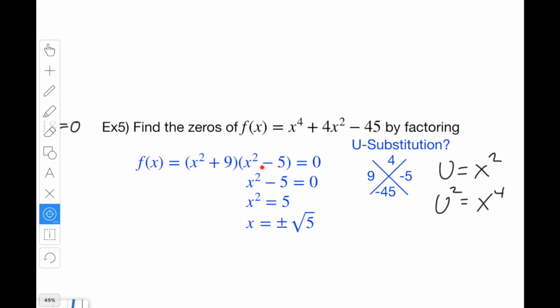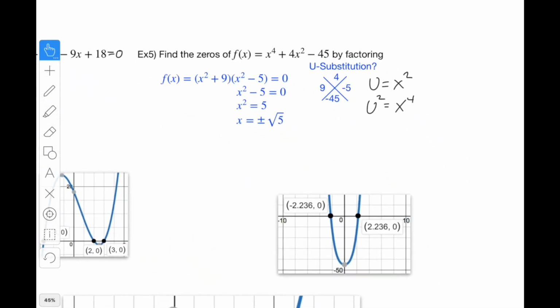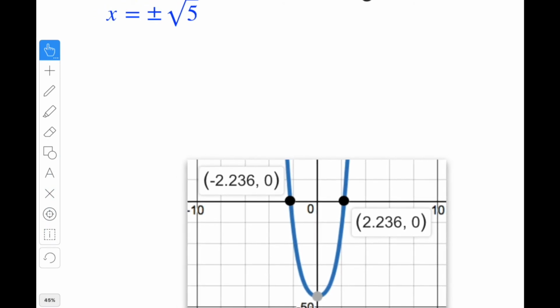And so here you can see x squared minus 5 equals 0, x squared equals 5, x equals plus or minus the square root of 5. Once we set all of this equal to 0, we've got the related equation to solve, and the solutions are the zeros, which are the intercepts, as you can see. Here are the intercepts. The square root of 5 is approximately 2.236, and then you've got the zeros right here.